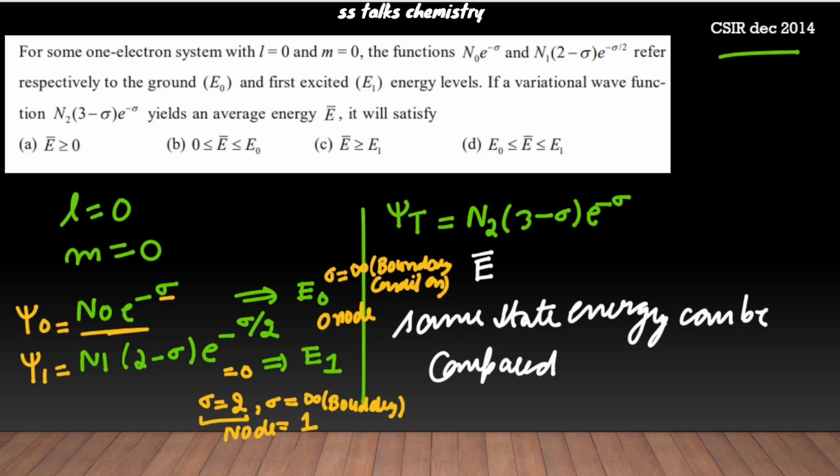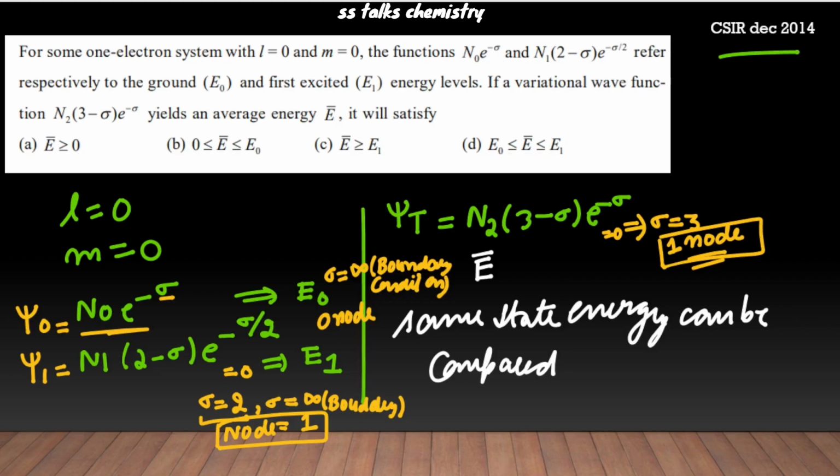Now the given trial wave function, here also, this wave function is going to be equal to 0 if the sigma value is equal to 3. Only then will this wave function be 0, which implies in the trial wave function also one node is present. So its energy will be compared to the level where one node is present. That means psi trial will be compared with the psi 1 node, right?